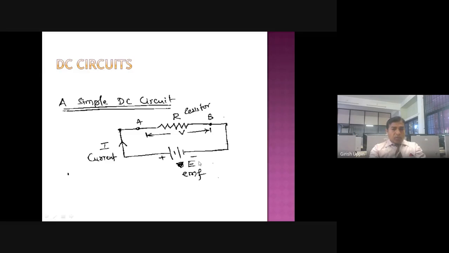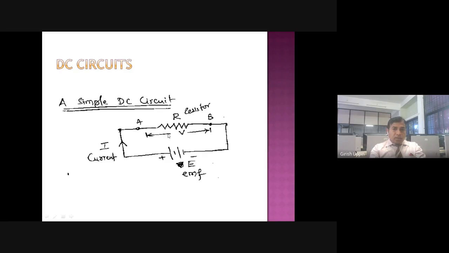EMF is electromotive force. You can either call it an EMF or voltage source. That is the active source of the circuit. What is the active source of the circuit? The active source is the one which provides power to the circuit. Those are called the active components, or you can call it a source.